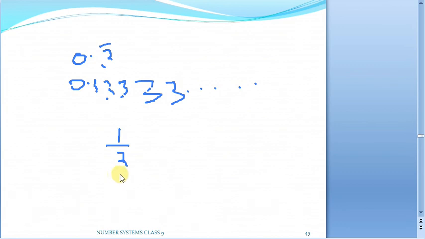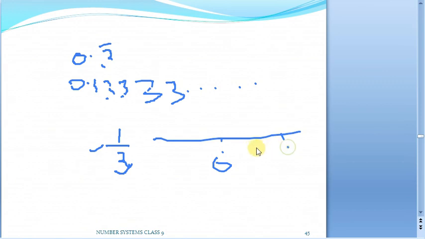So this is the rational form. This is exactly what we have learned in our class 8th, how to represent this 1 by 3 on the number line. So take this 0 and 1. So make these 3 regions and out of that only take 1. So this is what we will be getting, 1 by 3.